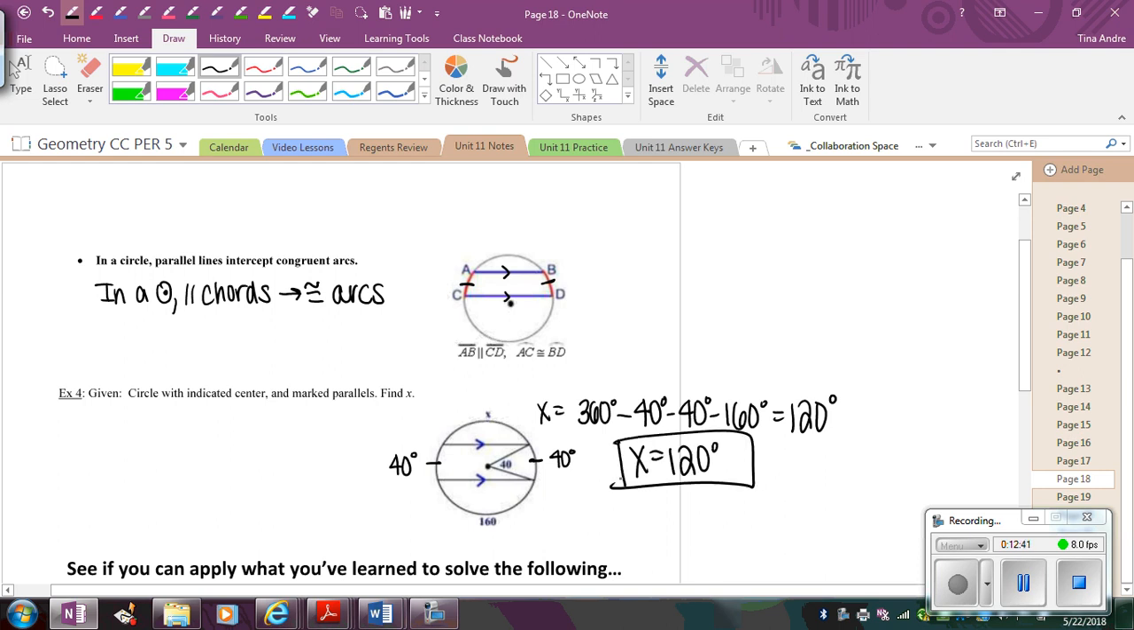So that's it. So lots of different theorems to think about here. Get your key ideas written down and check your understanding problems, and we will talk about these in class tomorrow.